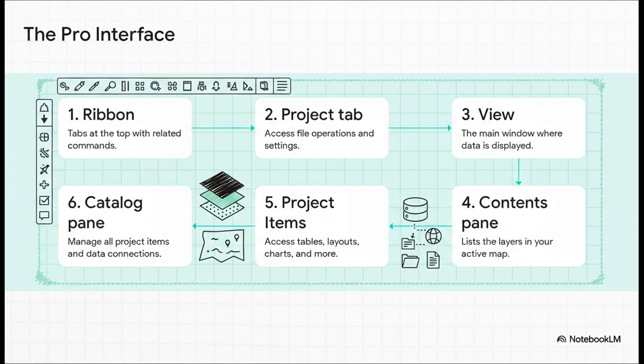Think of it as your map's layer list. And on the right, we have the catalog pane. This is your file explorer, your one-stop shop for managing all the pieces of your project.